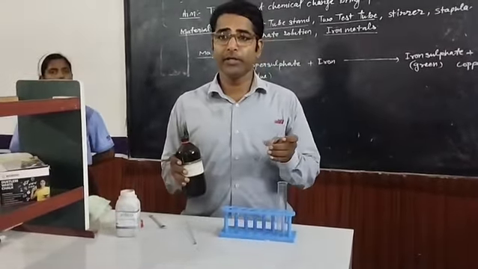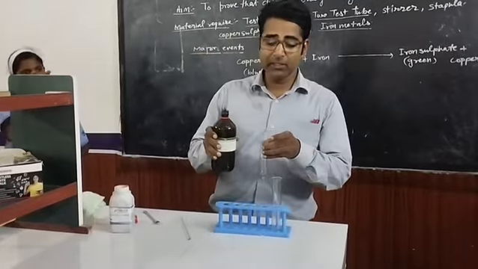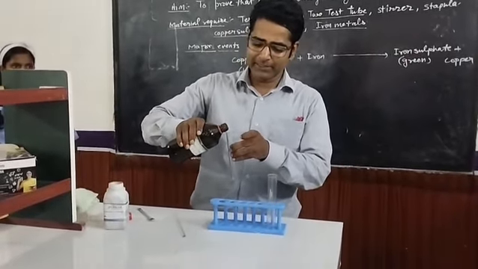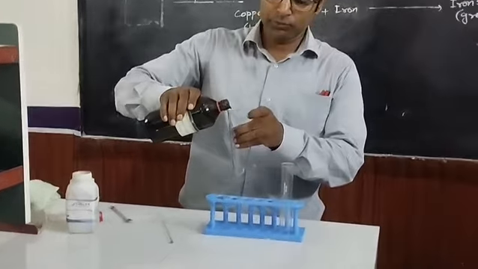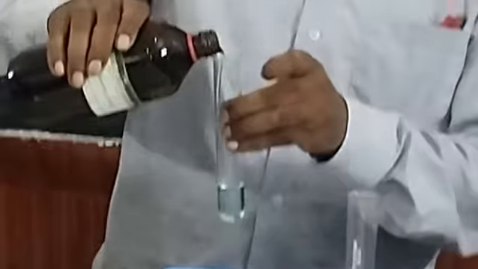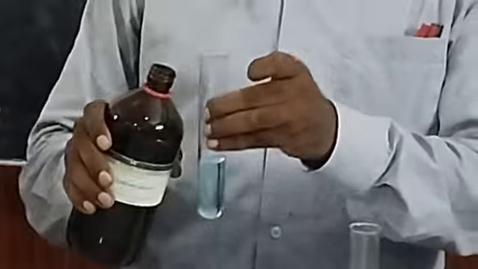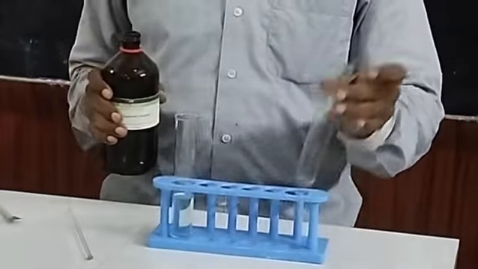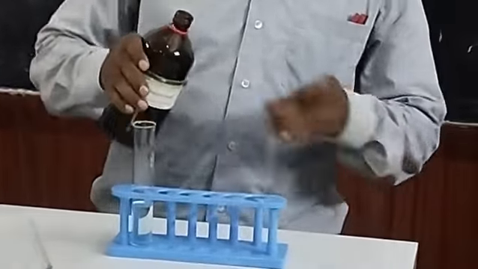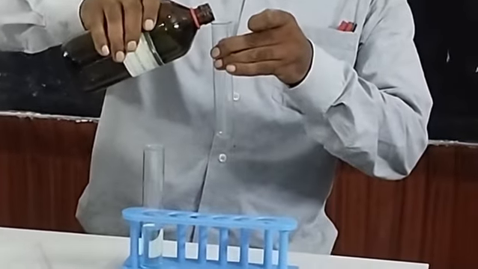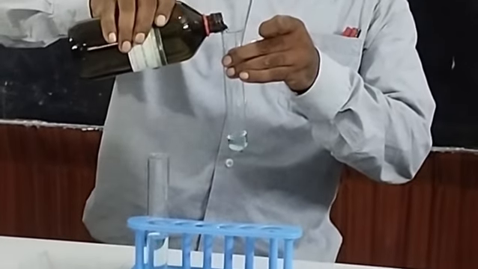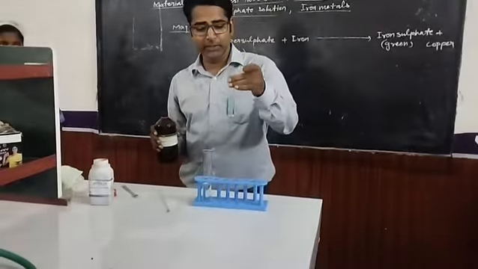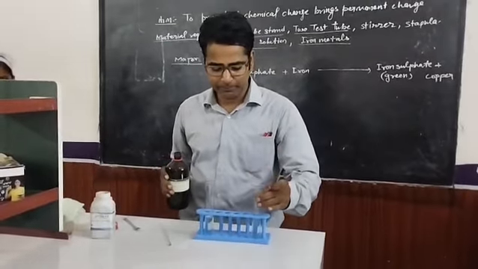So first we need to take a copper sulfate solution in one test tube. As these chemicals are dangerous, we have to use them very carefully. This is a copper sulfate solution. And I am using the same quantity of copper sulfate solution in the second test tube. So I think both test tubes have the same quantity.